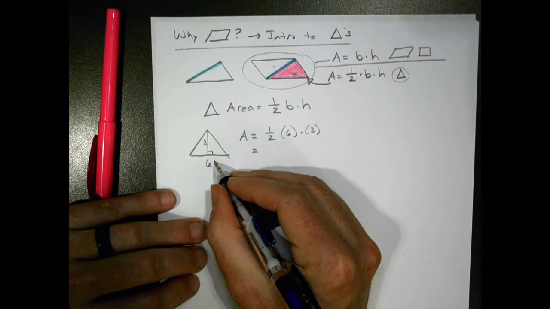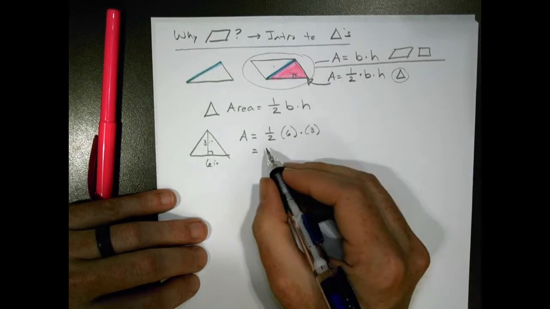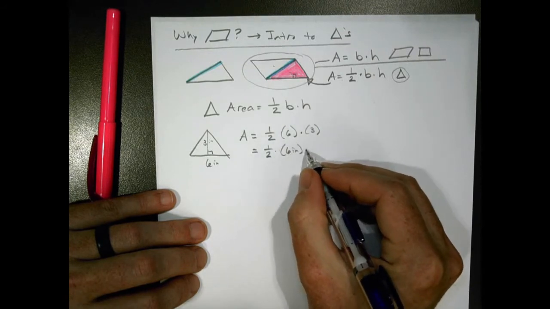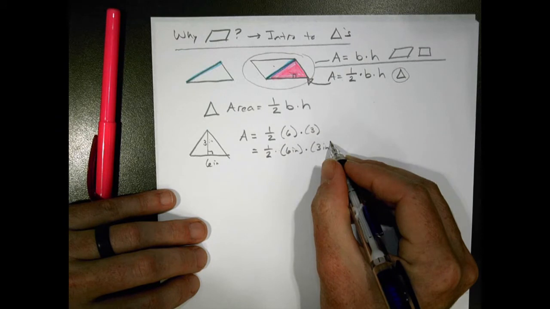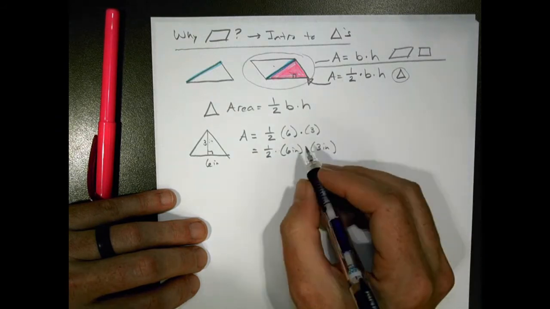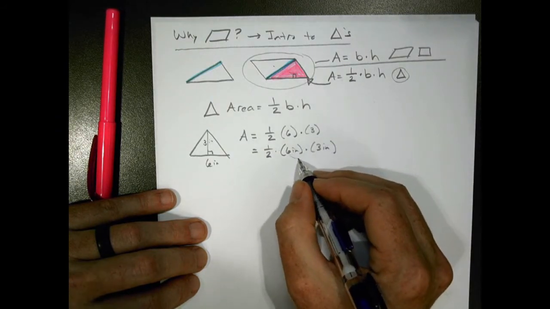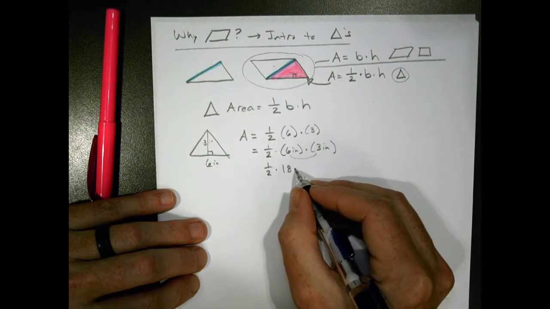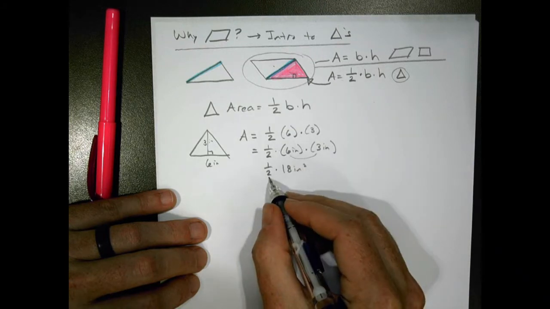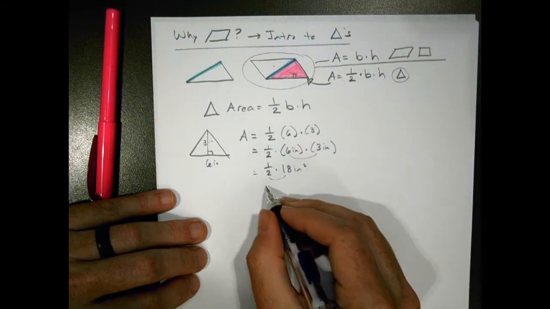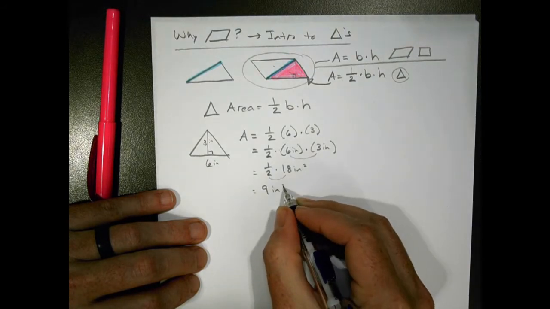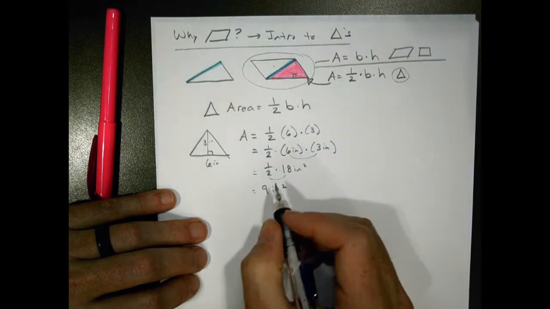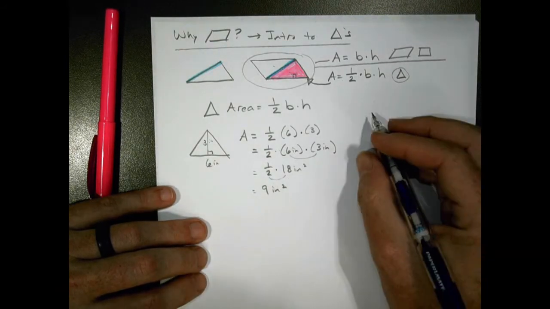And again, I probably need some units here, so let's just say inches for now. So I'd have 1/2 times 6 inches times 3 inches. And you don't need the parentheses if you don't need them. That's okay. So I'm going to go ahead and multiply 6 times 3 first. So 6 times 3 is equal to 18 inches squared. Then I'm going to multiply 1/2 times 18, and that gives me 9 inches squared. So the area of this triangle with a height of 3 and a base of 6 is going to be 9 inches squared. Let's try another one real quick.